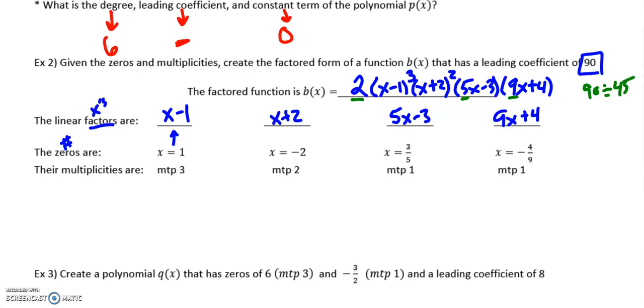So you just have to be careful that you get this scalar out here correct whenever you have extra information like that in the problem. So in this one we went backwards, we added in these multiplicities, and we made sure that we had the correct leading coefficient.